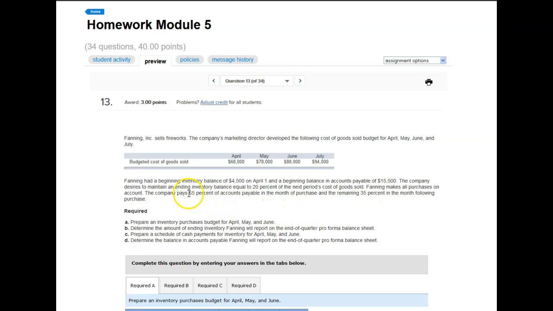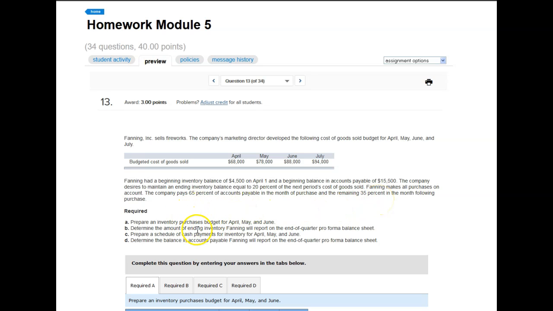And then they also tell us at the end of every month, they would like to maintain an ending inventory balance equal to 20% of the next period's cost of goods sold. Okay, think about that. At the end of a month, you want to have an inventory of 20% of your expected cost of goods sold for the next month. Then it says on the purchases, all are made on account. The company paid 65% of accounts payable in the month of purchase, and the remaining 35% in the month following purchase.